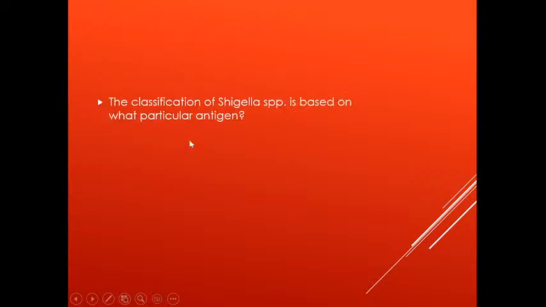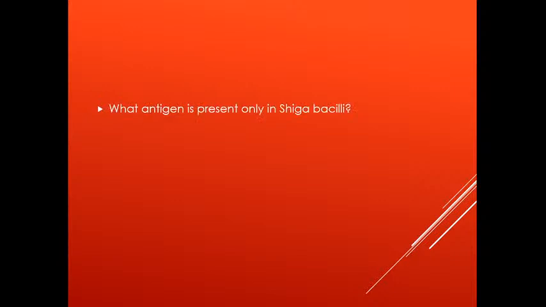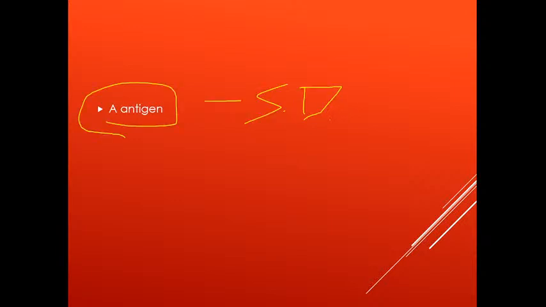Right, now let's move on to the classification of Shigella species based on what particular antigen, or the basis of the classification of Shigella species, the somatic antigen, or the O antigen, okay? One antigen is produced only by Shiga bacilli. What is Shiga bacilli? It's Shigella dysenteriae. And the antigen that they produce is the A antigen. So please don't forget, the answer to this slide is the A antigen. I created an illustration for you guys, okay? So you guys don't forget, A antigen. SD. What's SD? Shigella dysenteriae.